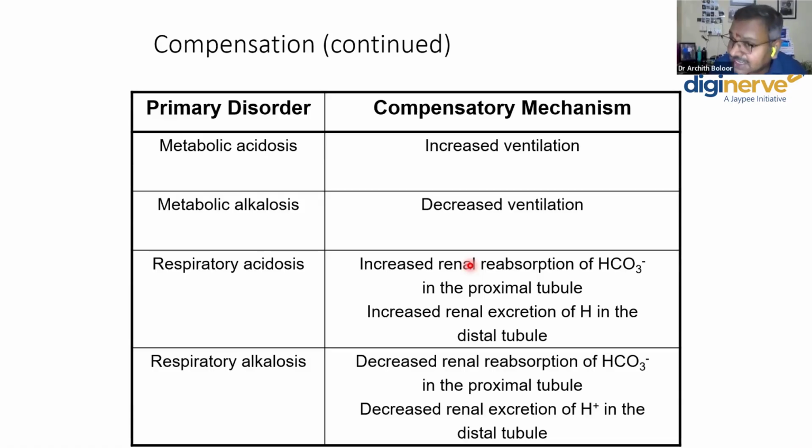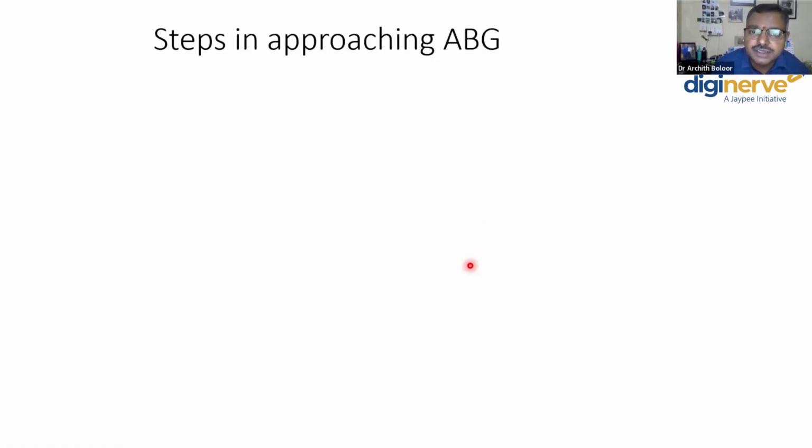Now it might be completely compensated. Usually in certain chronic diseases, it compensates. But in acute diseases, the compensation will take time, and that might cause death of the patient if we wait for the compensation to happen. So this is the basic part of the physiology. Now let's go on to the steps of interpreting the ABG.